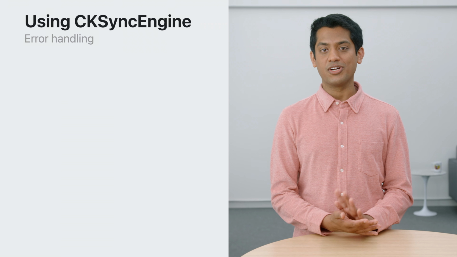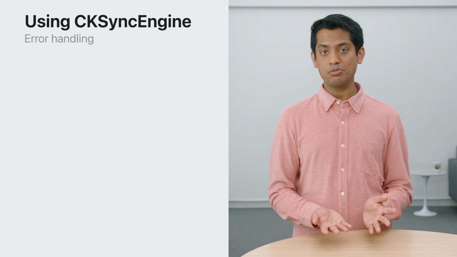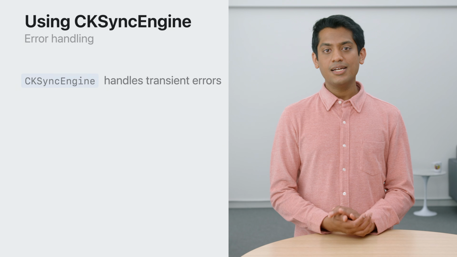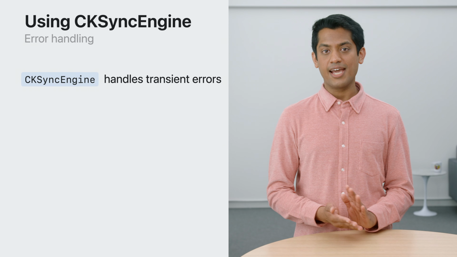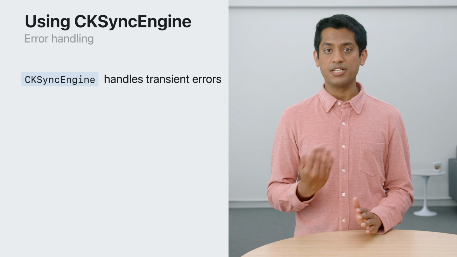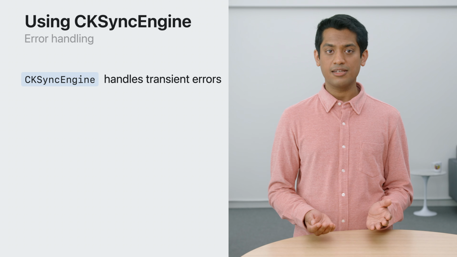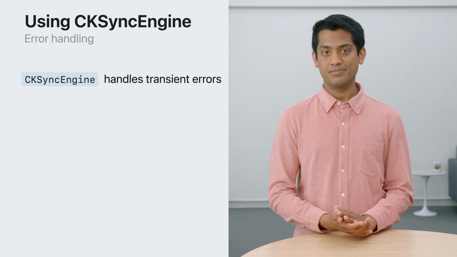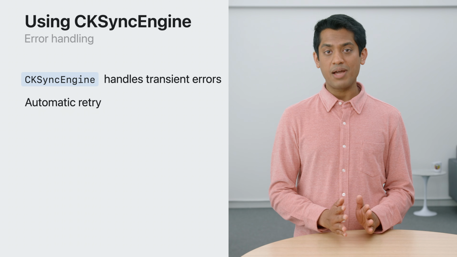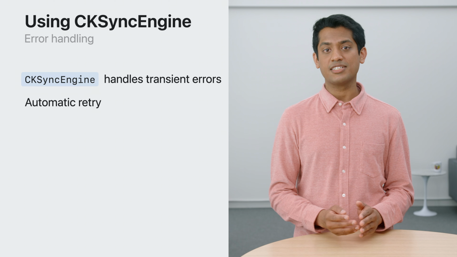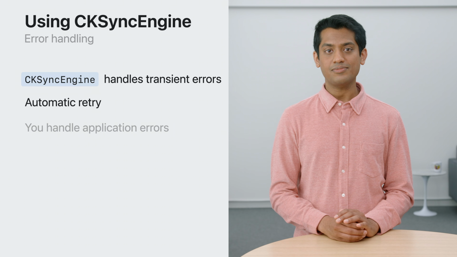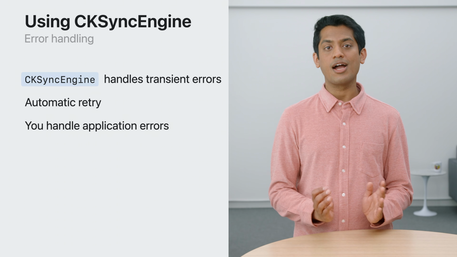Handling errors can be tricky. The Sync Engine helps with this too. The Sync Engine automatically handles transient errors, such as network issues, throttling, and account issues. The Sync Engine will automatically retry work that is affected by these errors. For other errors, your app will need to handle them.